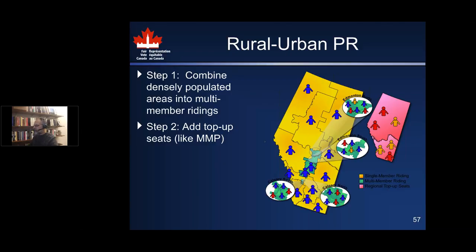So rural-urban proportional has single-seat ridings, where the ridings are big and the people are spread out. It has multi-member ridings where people are clumped together in cities, and you can have multi-member ridings without things getting too big. And then we have those top-up MPs, like from mixed-member proportional, to balance things out and ensure proportionality across the whole system.